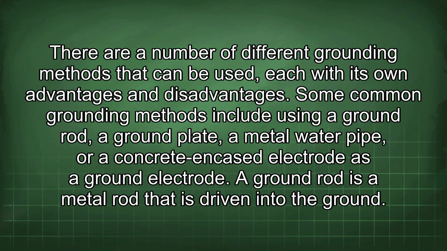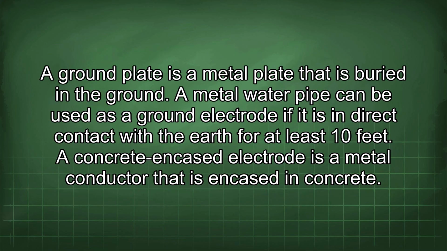There are a number of different grounding methods that can be used, each with its own advantages and disadvantages. Some common grounding methods include using a ground rod, a ground plate, a metal water pipe, or a concrete encased electrode as a ground electrode. A ground rod is a metal rod that is driven into the ground. A ground plate is a metal plate that is buried in the ground. A metal water pipe can be used as a ground electrode if it is in direct contact with the earth for at least 10 feet. A concrete encased electrode is a metal conductor that is encased in concrete.